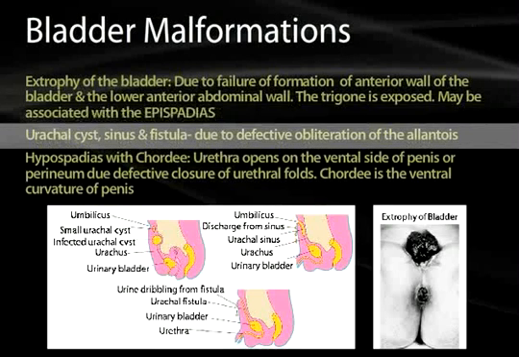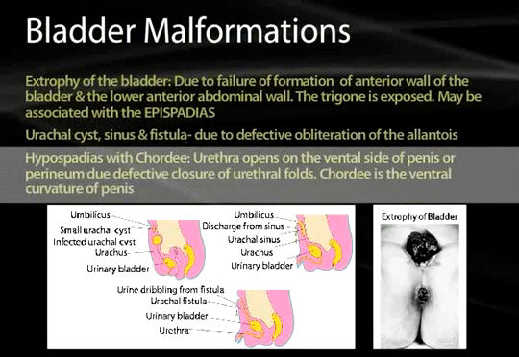There can be urachal cysts, sinuses, or fistulas because of a defective or a failure to obliterate the allantois. And here you can see some of those, where you have a cyst or sinus which will drip, or a fistula which will connect all the way back to the bladder.